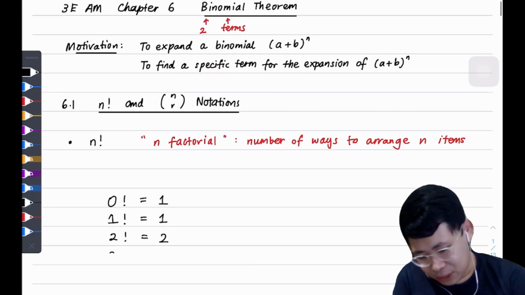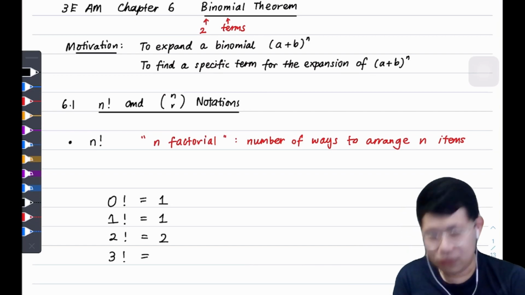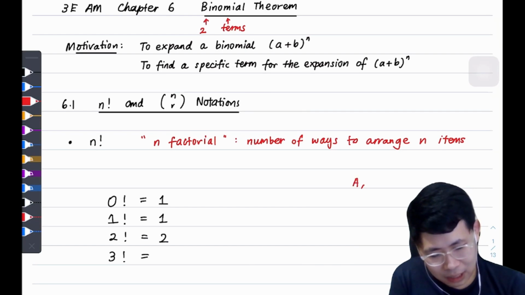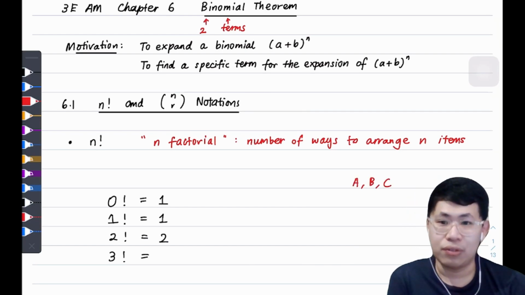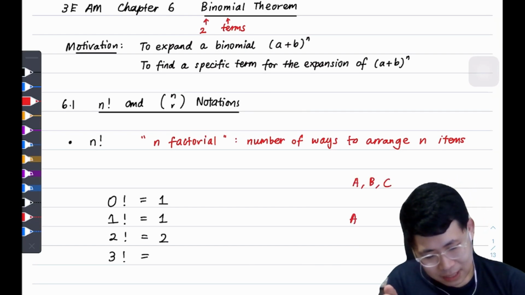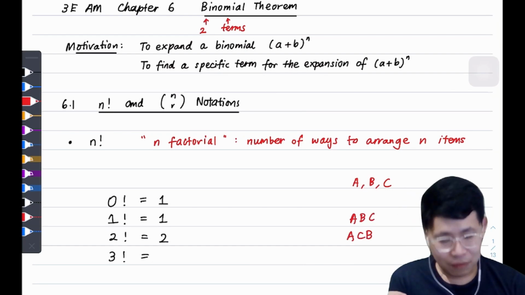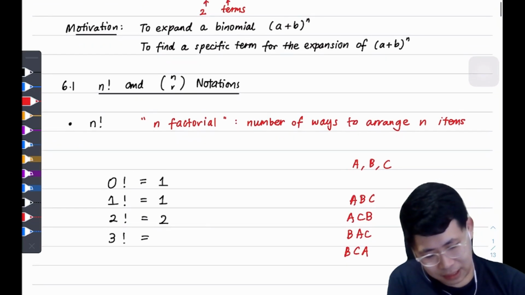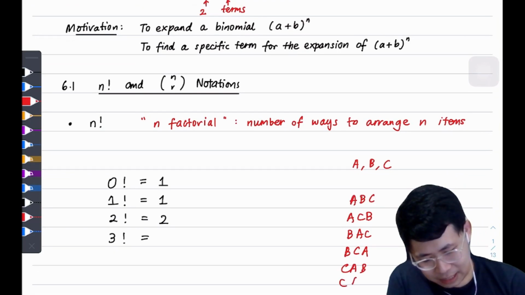Then what about 3 items? Three items is the one worth talking about. Let's say we have ABC. How do we arrange ABC? Is it only 3 ways to arrange ABC? We have ABC, we have ACB. We can start with B also, BAC, BCA. We can also start with C, CAB, and CBA.